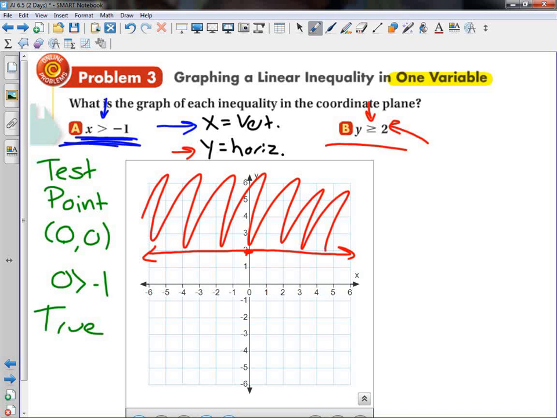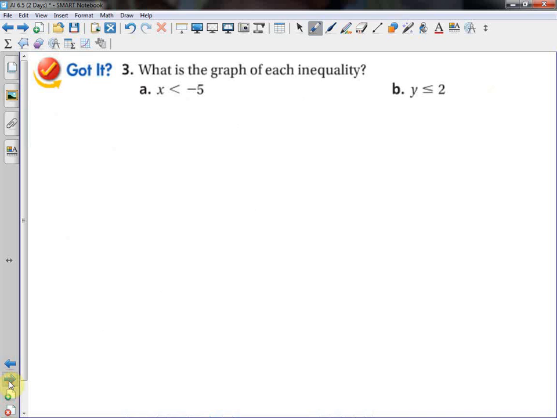Those types of problems with the one variable should be easier to do if you can recognize them. So if you can recognize them, it should be easier for you to do. Here's your got it question. Right. Try these 2. If you need help, refer to the previous problem.